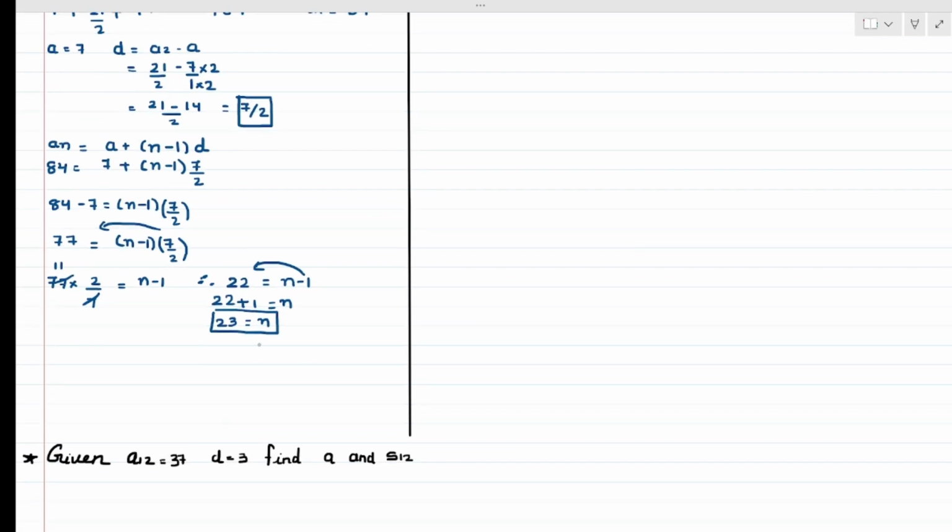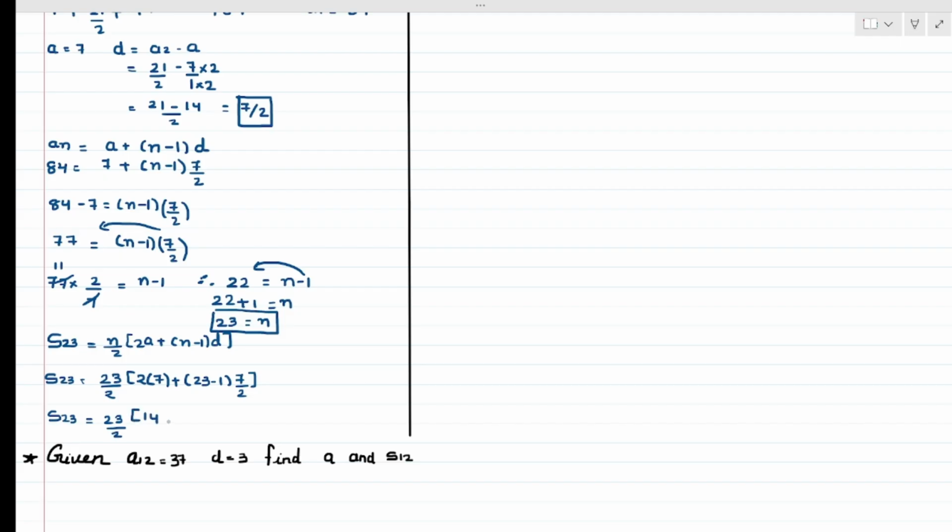Now as soon as I got my value of n as 23, I need to find the sum. That means I need to find S23, because my n becomes 23. Write down the formula. Sn is equal to n upon 2, 2a plus n minus 1 d. Now substitute the values. S23 is equal to 23 upon 2 times 2a. What is my a? My a is 7 plus 23 minus 1 times what is my d? My d is 7 upon 2. So my answer is S23 is equal to 23 upon 2.